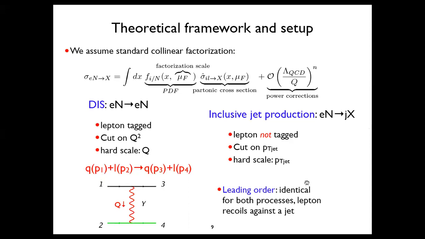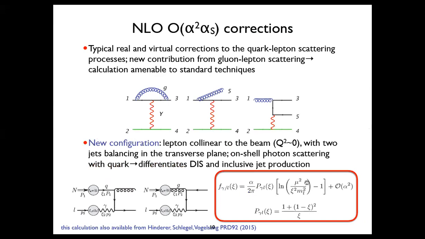Now, inclusive jet production is a little bit different. One asks for a jet in the final state, and one does not demand to observe a lepton. This actually leads to a different hard scale for the process. The hard scale is actually the PT of the jet. So at leading order in QCD perturbation theory, these things are identical. You have a lepton recoiling against a jet. They start to differ at next-to-leading order, which is described on the slide that you are currently seeing.